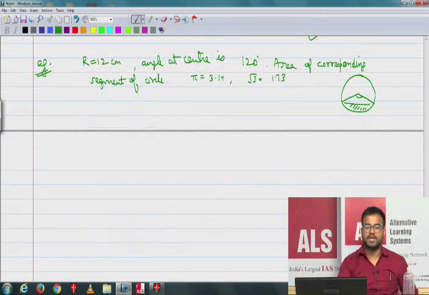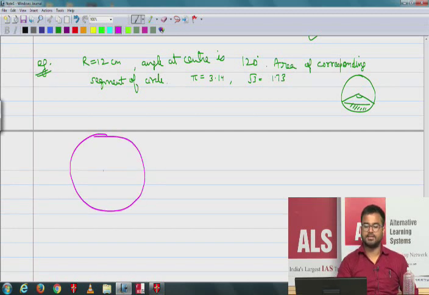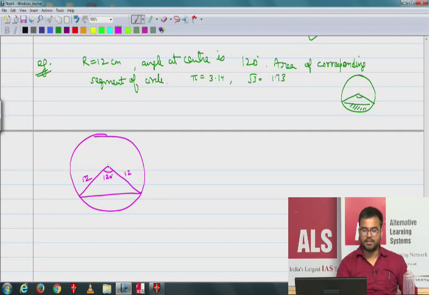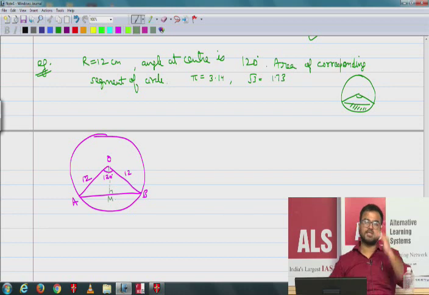So first thing over here, if we draw the diagram, it will be like this. This central angle is 120 degrees, and the radius is 12, and this is 12. So in order to find the area for the triangle OAB, we can draw a perpendicular from the center to the chord. Let's say OM is the perpendicular. So we have drawn the perpendicular from the center to the chord.